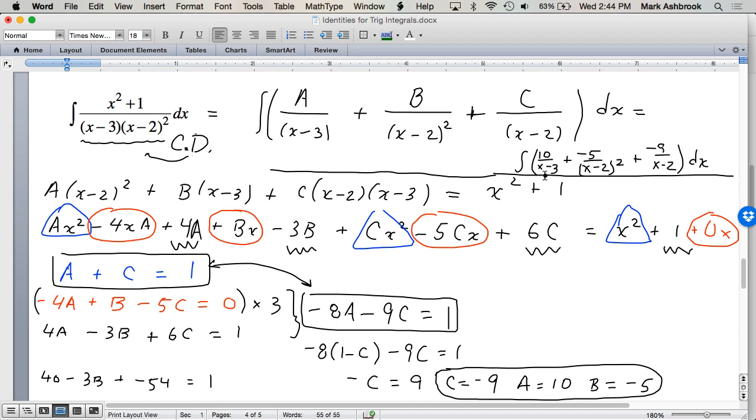Antiderivative of 10 over x minus 3: 10 ln absolute value x minus 3. What about this? This natural log? Minus 5 over x minus 2 squared. Is that natural log? Nope. What will it be? To the what power? Negative first, actually. This is something to the negative 2, so it'll be to the negative first: x minus 2 to the negative first.